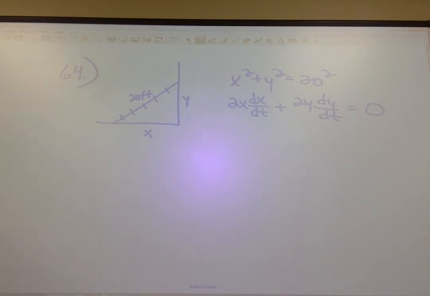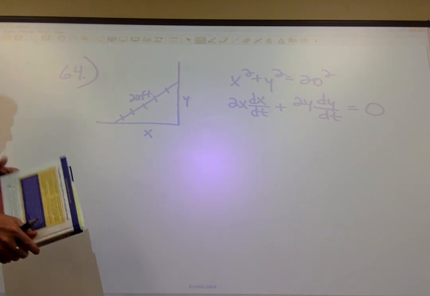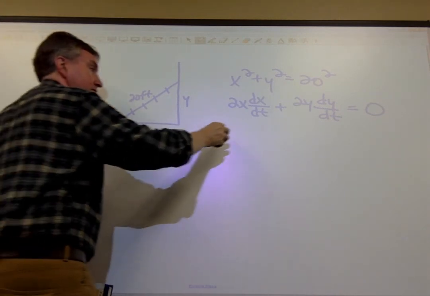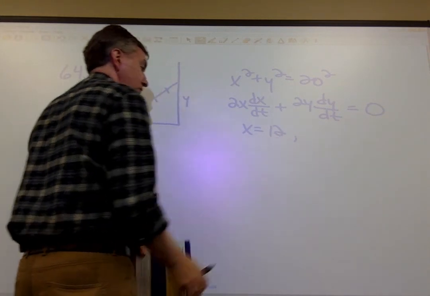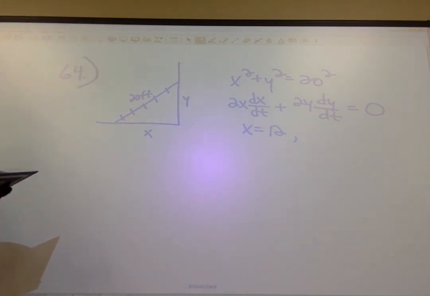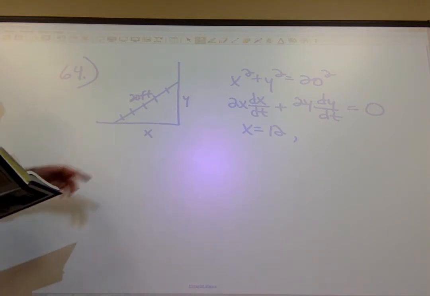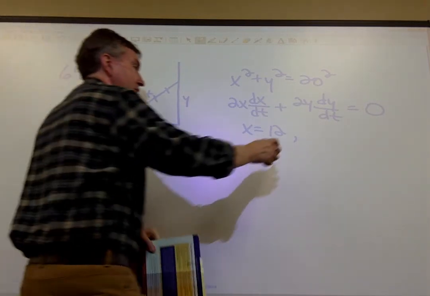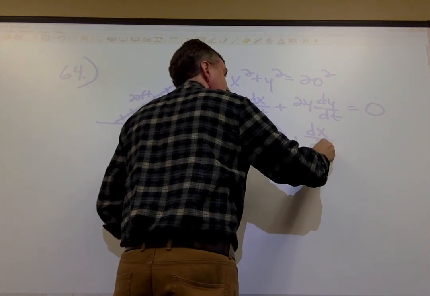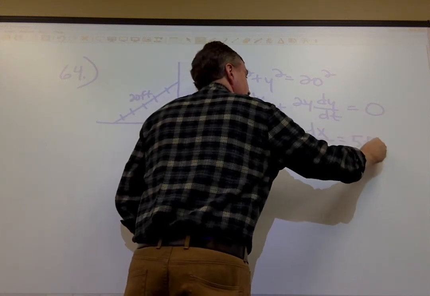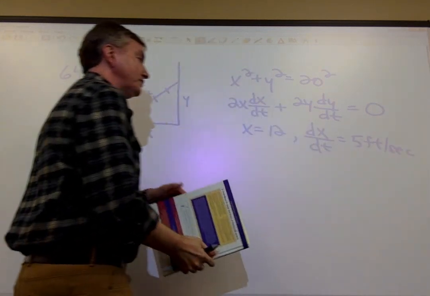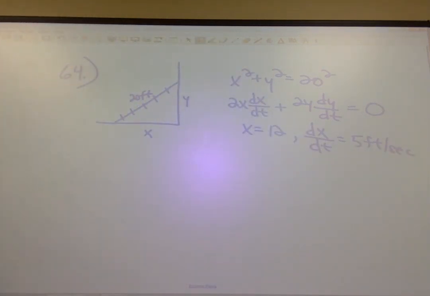All right. What is 12? The bottom of the ladder is 12 feet from the wall. That's x, isn't it? What is 5 feet per second? That's how quickly this x is changing, right? They even told me that. They were so nice on me. Okay. How do I find y?